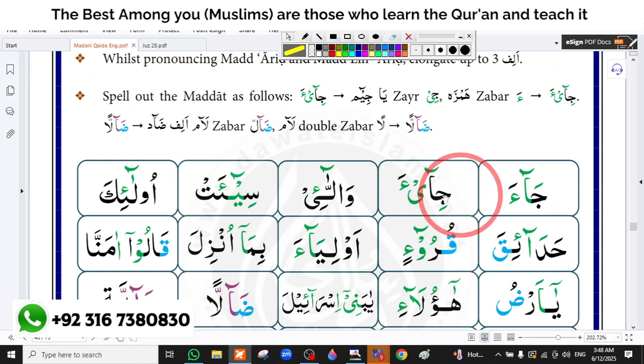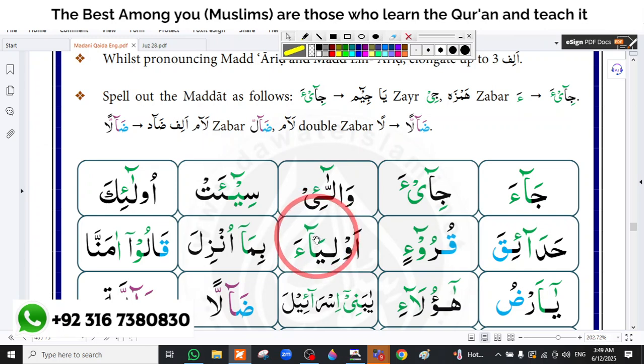Can you read this one, please? Read this one. Can you read this one as well? That's amazing. You did Ikhfa as well, mashallah. What about this one here? You stretched the ya for longer.